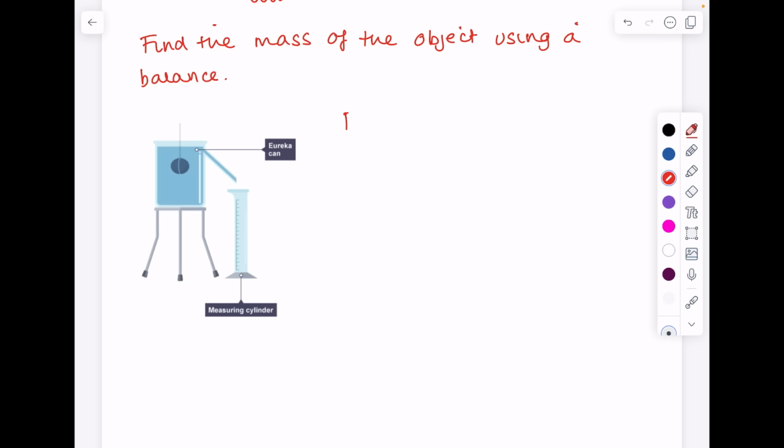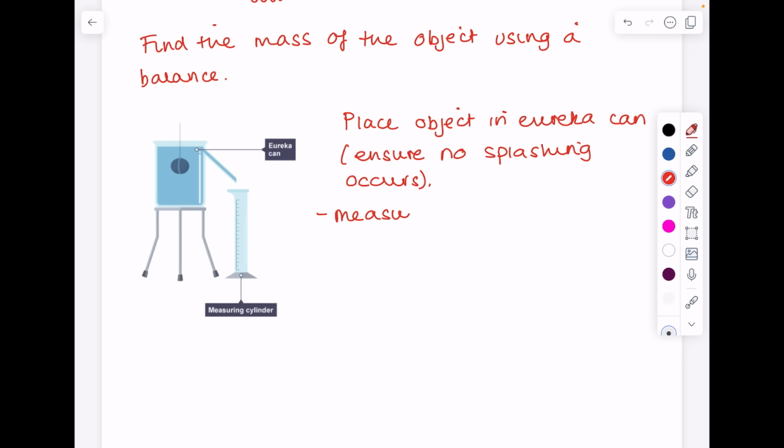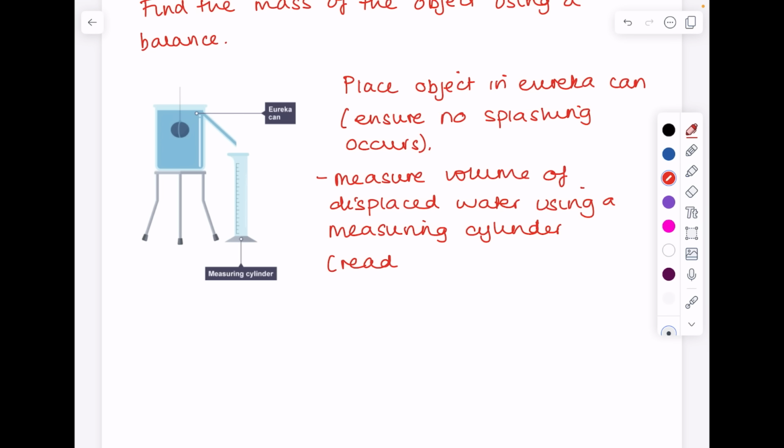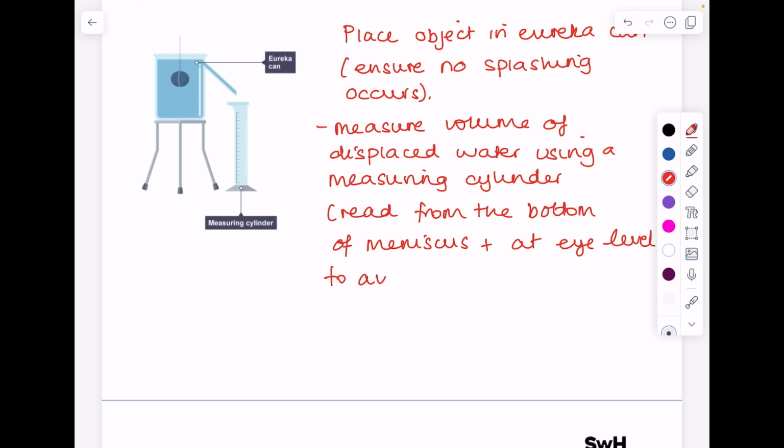So we're going to place object in Eureka can. Ensure no splashing occurs, otherwise you'll be losing some of that water. Measure volume of displaced water using a measuring cylinder. Read from the bottom of the meniscus. This is all about improving accuracy and at eye level to avoid parallax issues.